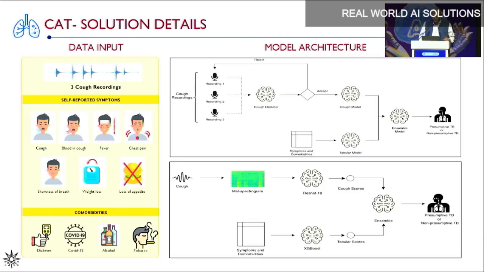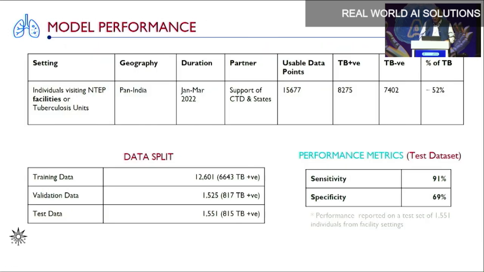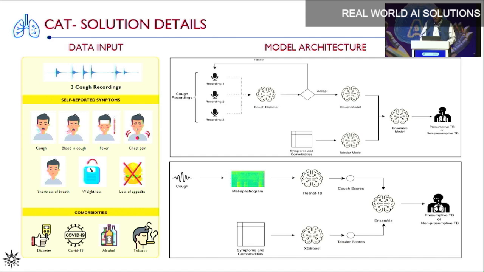I already spoke about this. This is the type of input that goes into the AI. It's a combination of cough recordings and self-reported symptoms. And there's also one more AI model which detects if something is a genuine cough sound in the first place. So you don't want to fool the model by having non-cough sounds. So we have a very highly accurate cough detector in place.